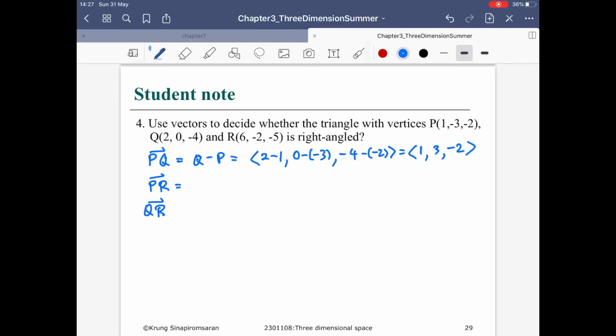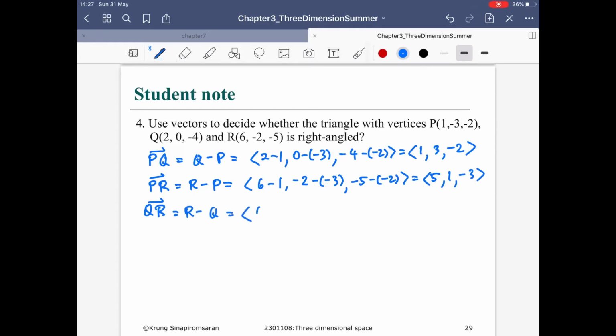How about PR? So it is R minus P. So you have 6 and P, -2 and -3, -5 and -2. So it becomes 5, 1 and -3. And this one is R minus Q. So your R is 6, your Q is 2, -2 and 0, and -4. Sorry, your R first. So -5 and minus -4. So you have 4, -2, -1.